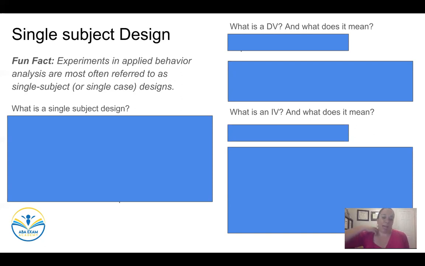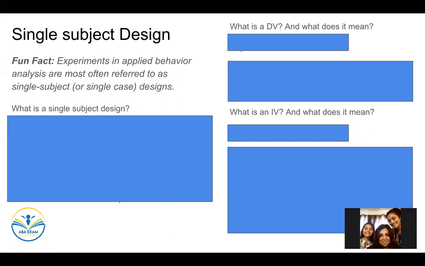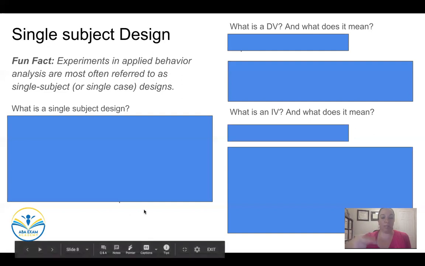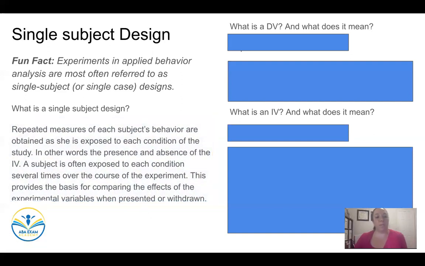What are we trying to find when we have this research? If the IV is gonna work. Right. And how do we know if the IV works? So we manipulate the IV. Right. But when we manipulate the IV, we are repeating. Replication, right? So it's a repeated measure of each subject's behavior, as each subject is exposed to each condition of the study. In other words, the presence and absence of the IV. A subject is often exposed to each condition several times.